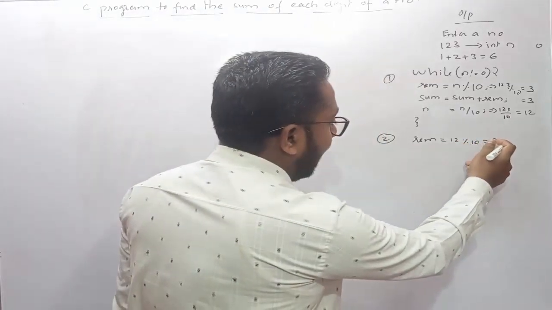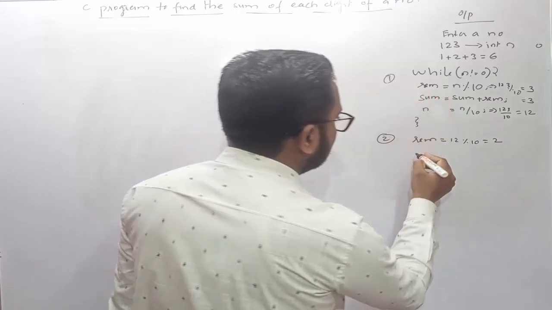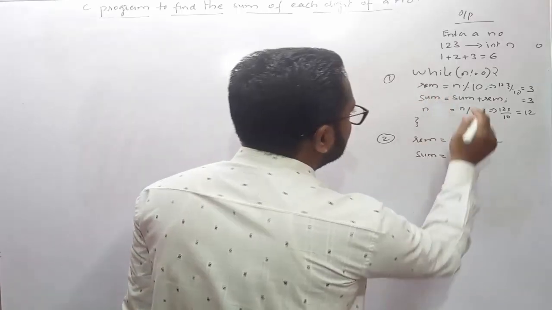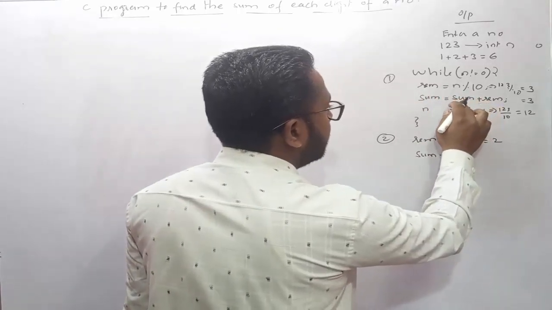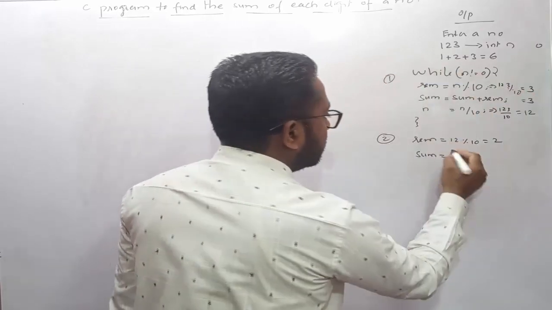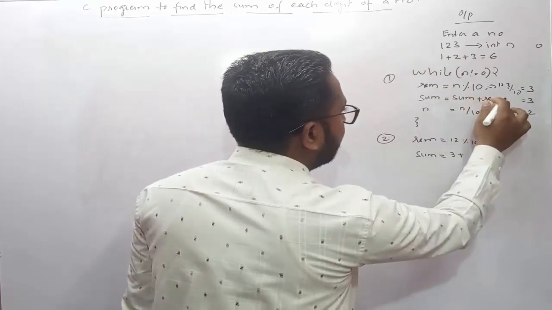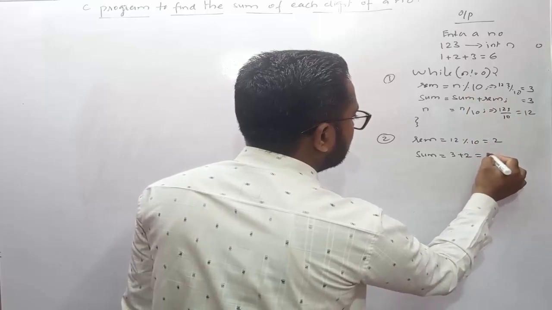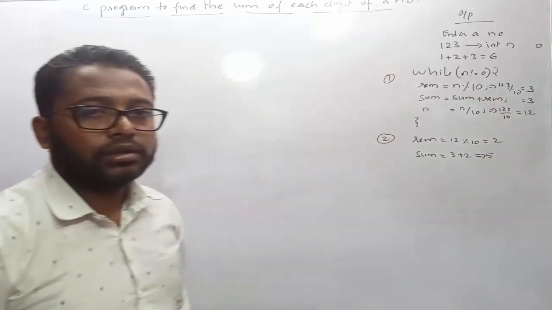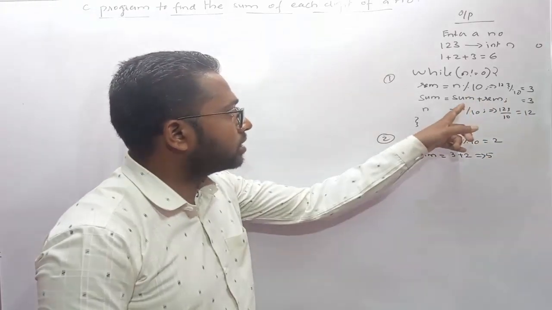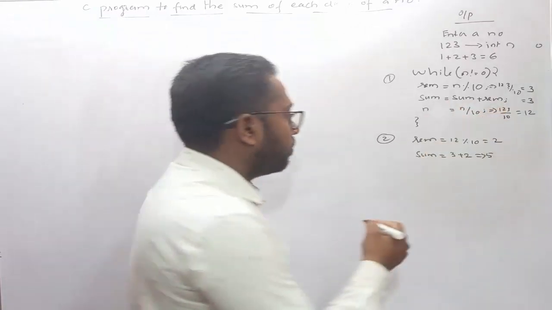Now I need to add this reminder to the sum variable. Sum equals sum. What was the value of sum in the first iteration? 3. 3 plus reminder. Reminder is 2. Now I will get 5, which gets stored inside sum. Now the sum value has changed to 5.